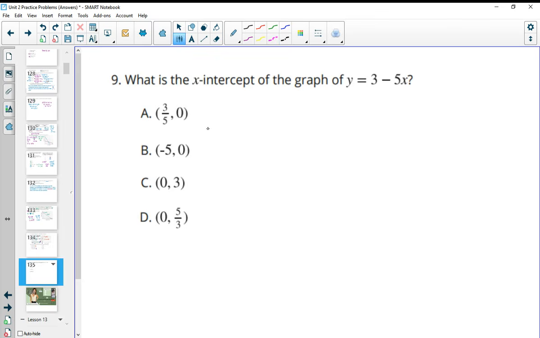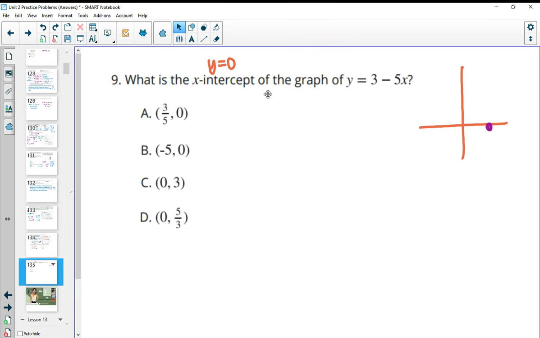Number 9, what is the x-intercept of the graph? So remember, your x-intercept is when your y-coordinate is 0 because you're somewhere here on the x-axis. So you haven't moved up. So your y value is still 0. So we will plug y equals 0 into this equation.